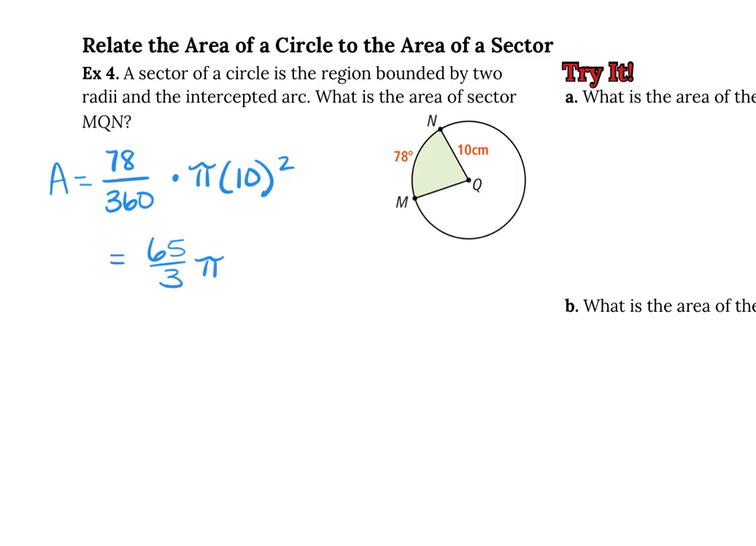So that tells me that my area for MQN is 65/3 pi centimeters squared.